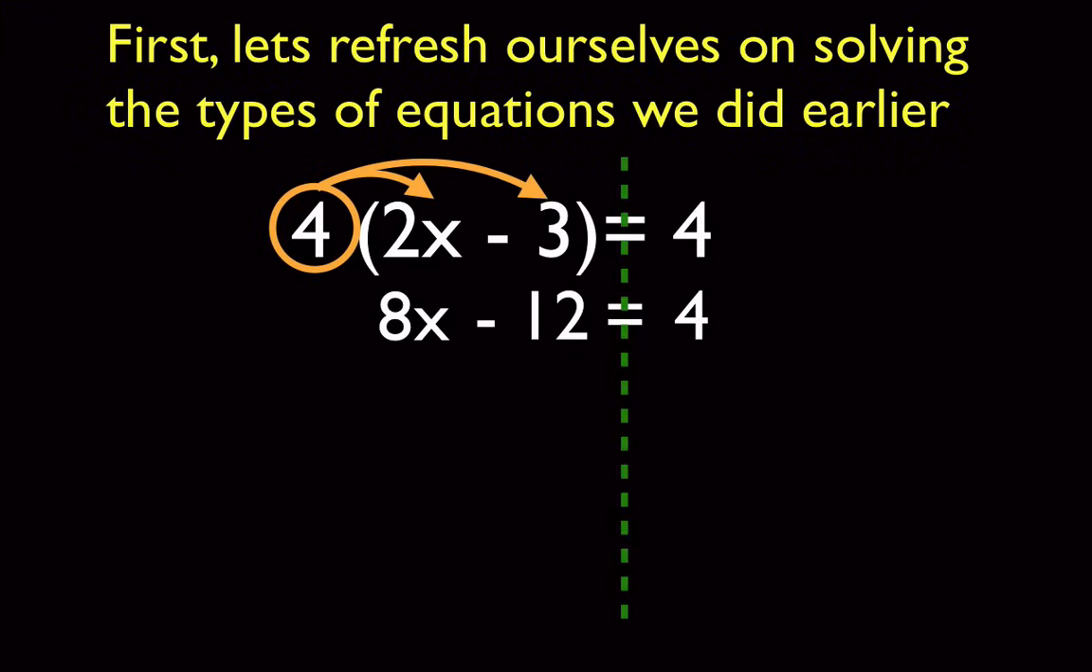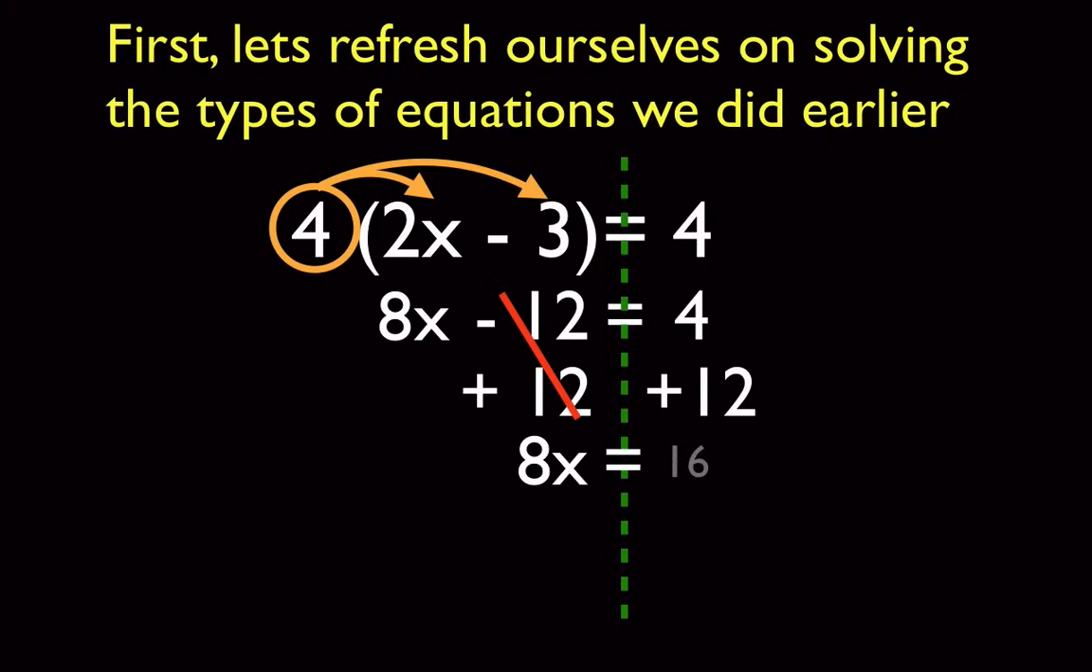So now we draw our line, do the opposite of subtracting 12, which is adding 12. That's going to leave me with 8x equals 16. Now it's 8 times x, so we do the opposite of that, which is division. And we end up with x equals 2.